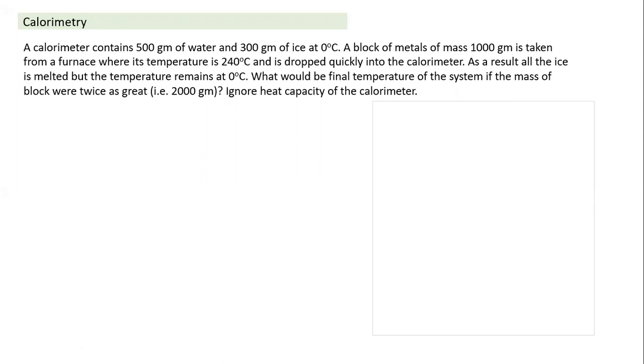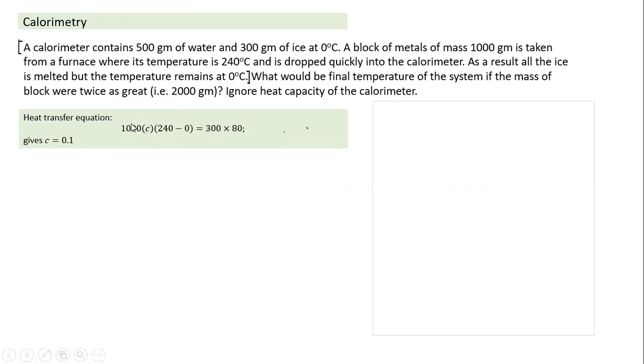A block of metal of mass 1000 grams is taken from the furnace where its temperature is 240 and it's dropped into the calorimeter. As a result, all the ice is melted, but the temperature remains at 0 degrees. So this is one part. From this, what is the equation we can form here? If we start analyzing the first part, the heat transfer equation: this metal is losing heat energy, mcΔθ, and since the final temperature is 0 and the initial temperature is 240, it is 240 minus 0.